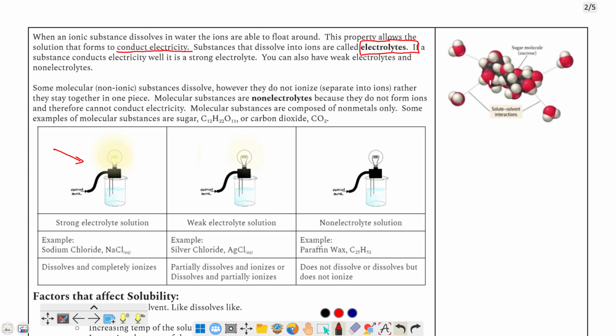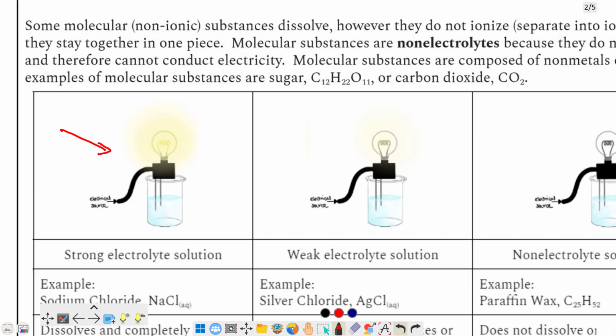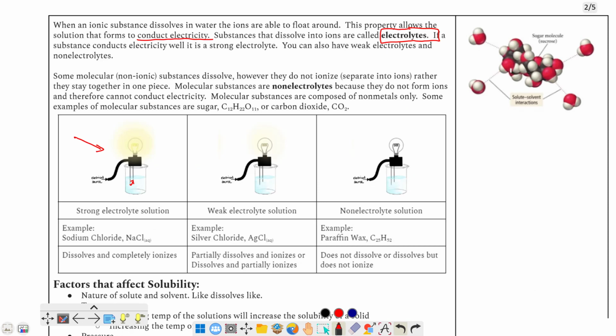There's a solution of electrolytes in the beaker because the current can flow from one end of the probe to the next. And so the light bulb will light up. On the other hand, non-ionic substances will not form ions, and when they dissolve, they will not conduct electricity because they stay together in one large piece.